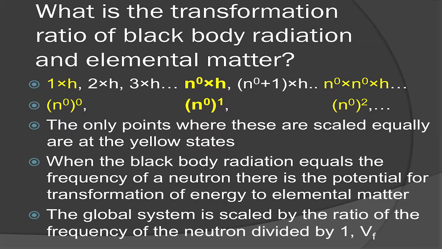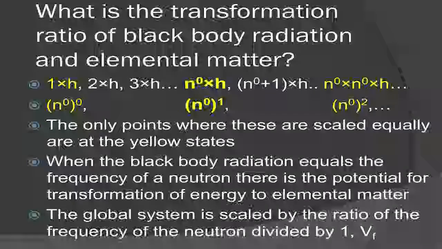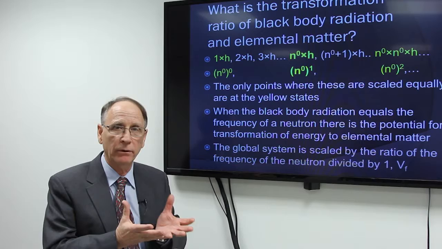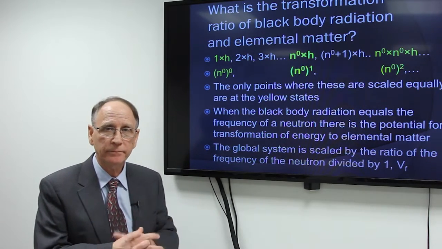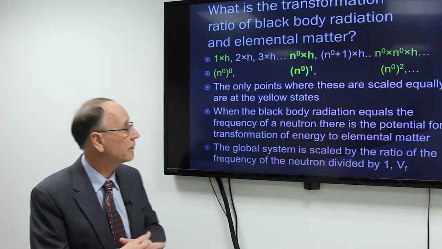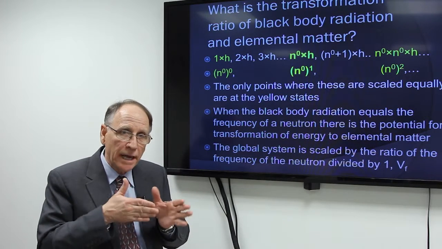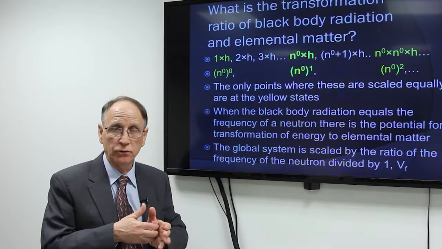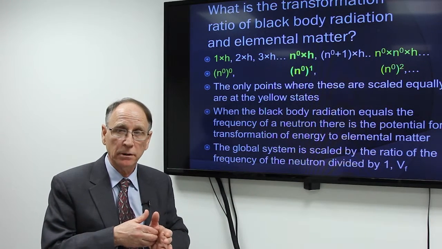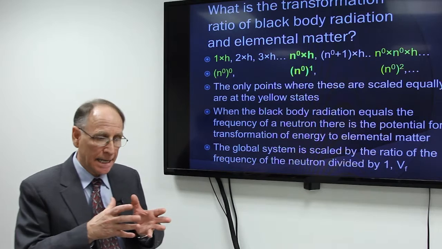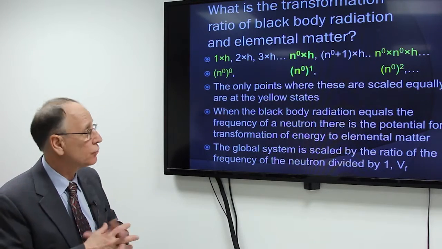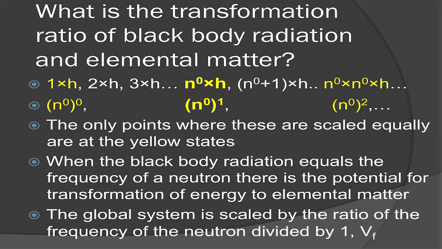What is the transformation ratio between the black body radiation and elemental matter? Well, that transformation ratio is the fundamental frequency of the whole system. Transformation of energy to matter. Where does that occur? Well, if you start counting up on the black body radiation, when you get to the frequency of the neutron, this is when it's possible to take a gamma ray and turn it into a neutron. And this literally happens in pair formation. So this is not a theoretical concept. This is a true physical concept. So the global system is scaled by that fundamental frequency, and that is related to the frequency of the neutron.